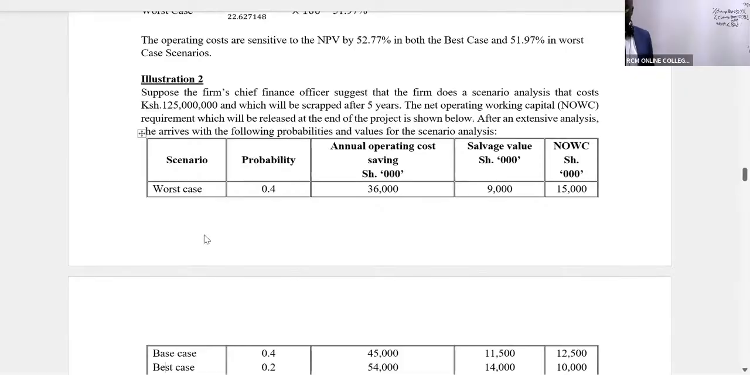Now, we have illustration number 2 there. Illustration number 2 is your homework. Never, ever ignore my homeworks, because you will get into trouble.